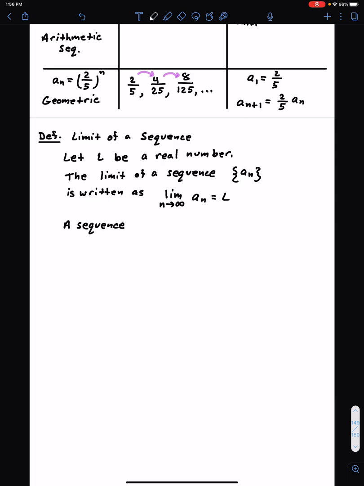A sequence converges to L if L is a real number. Otherwise, it is said to diverge.